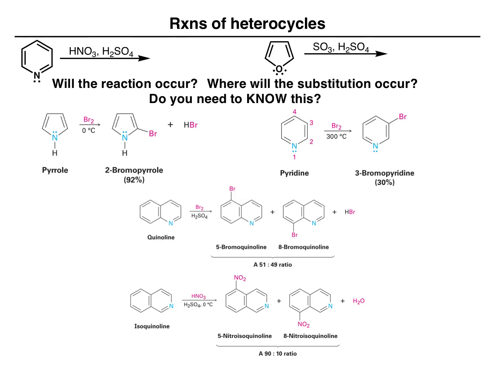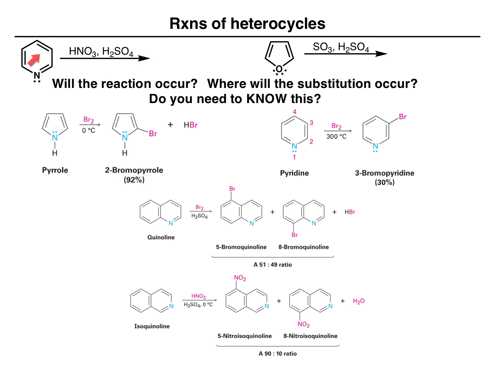Finally, we can consider some of the reactions of amine heterocycles. Earlier this semester, when we were talking about electrophilic aromatic substitution, we mentioned how these reactions can occur on compounds other than benzene and substituted benzene, but how they can also occur on heterocycles such as pyridine or furan. So will the reaction occur? In many cases, yes. Where will the substitution occur? This is something that can be determined experimentally.